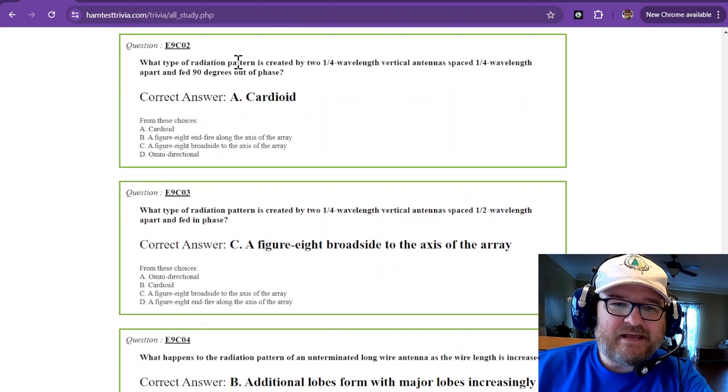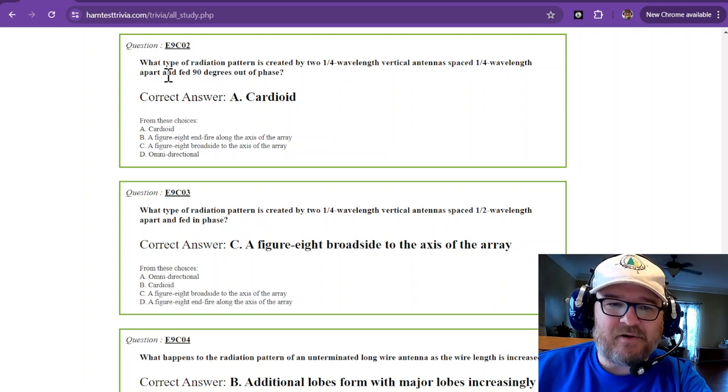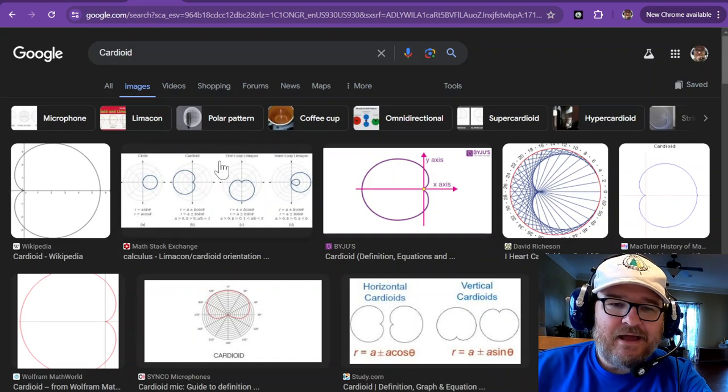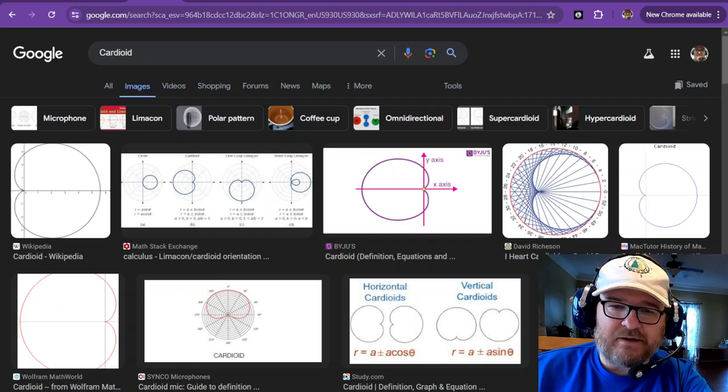What type of radiation pattern is created by two 1/4 wavelength vertical antennas spaced a 1/4 wavelength apart and fed 90 degrees out of phase? And that is going to give you the cardioid pattern. And cardioid kind of looks like a butt. Now, microphones tend to have the cardioid pattern where they reject noise from the rear end.